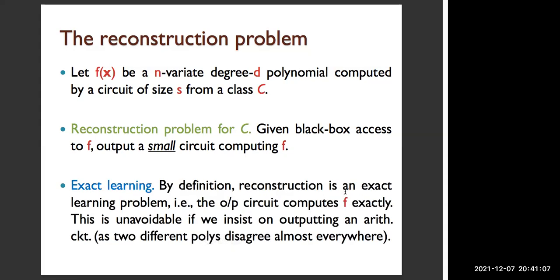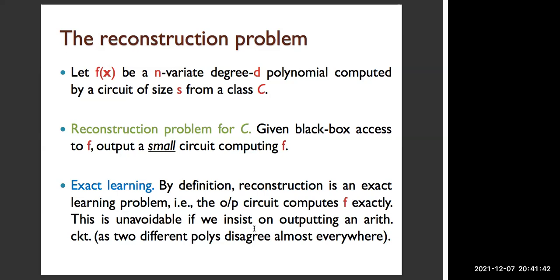Right. So by definition, reconstruction is an exact learning process. What do I mean by this? I mean that the output circuit must compute f exactly. We have no choice, actually, because if we insist on outputting an arithmetic circuit, then we must be computing f. If you compute any other polynomial, two distinct polynomials would be differing at too many points, so they're far from each other. There are not too many common roots.